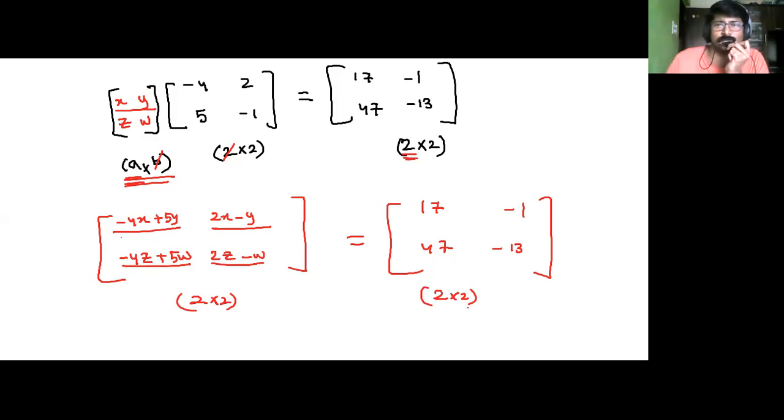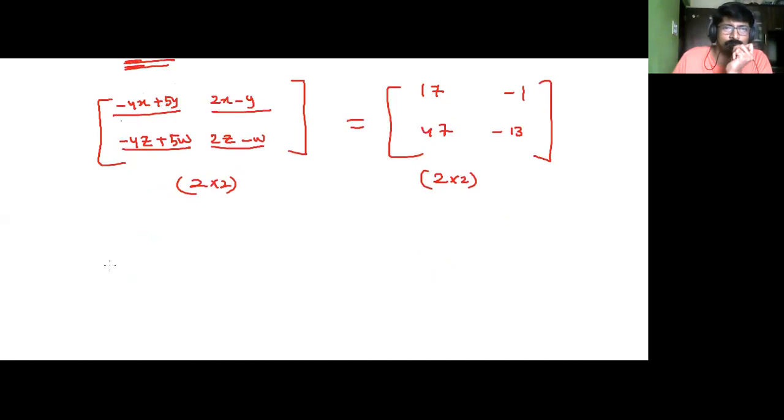Now how to do that? Let me just show you over here. Look at this. Minus 4x plus 5y will be equal to 17. And 2x minus y will have to equate with negative 1. Now how are we going to do this? Something has to be done, meaning what? We'll have to multiply these two equations. Like this will multiply with 1 and this will multiply with 5. Okay, if we multiply this by 5, what happens?